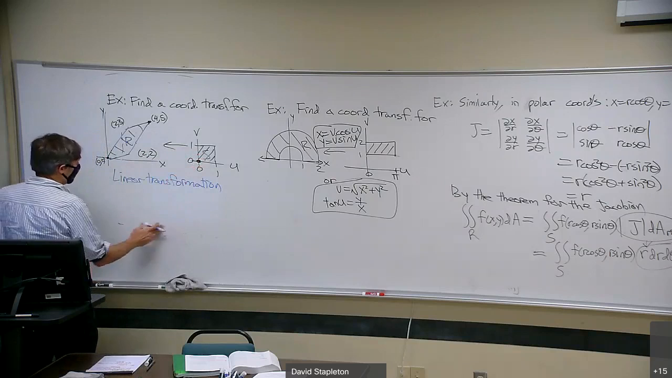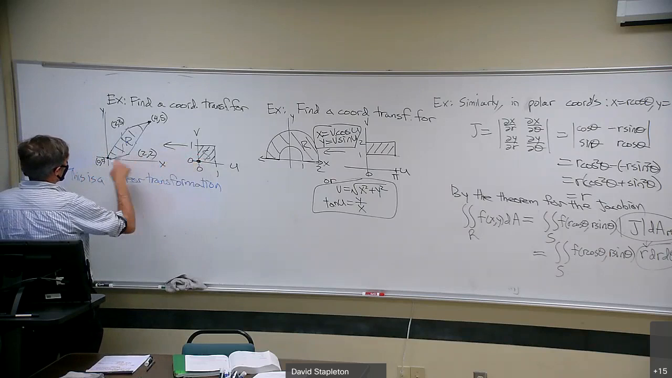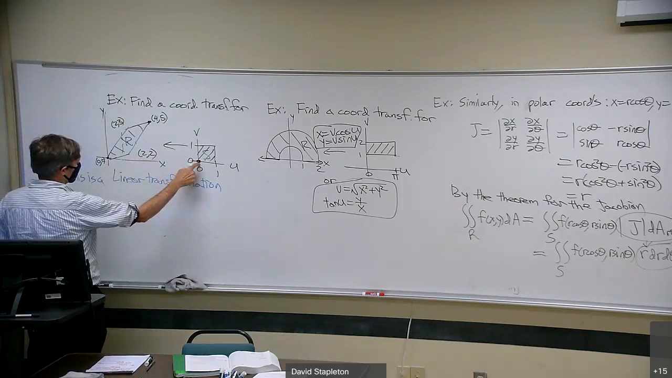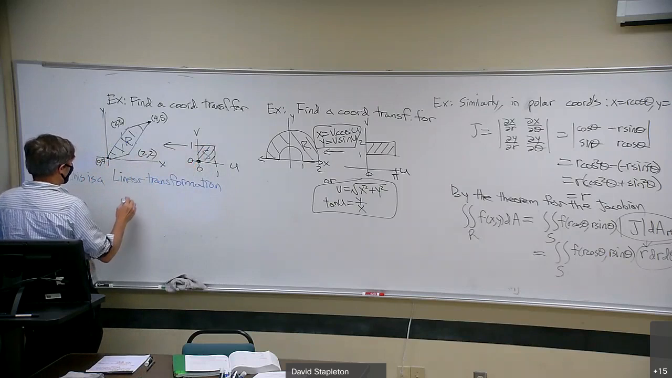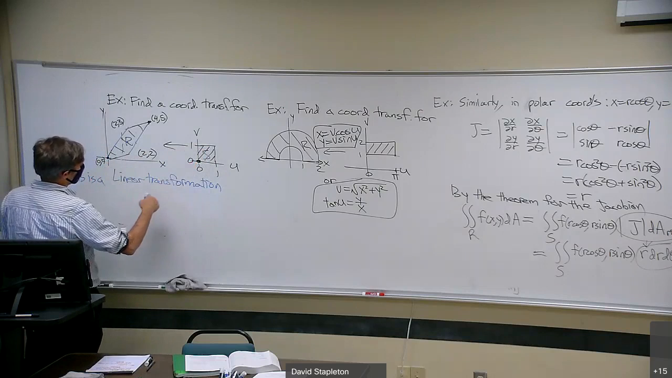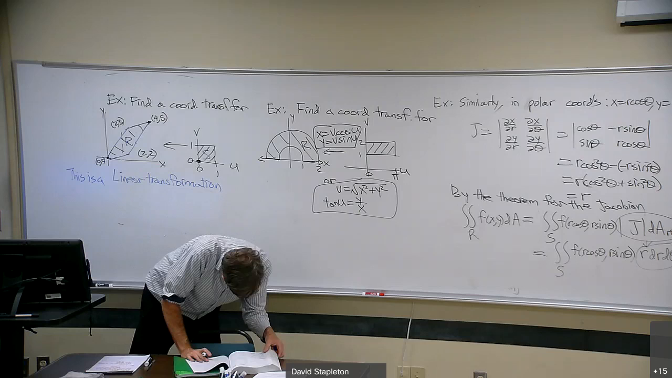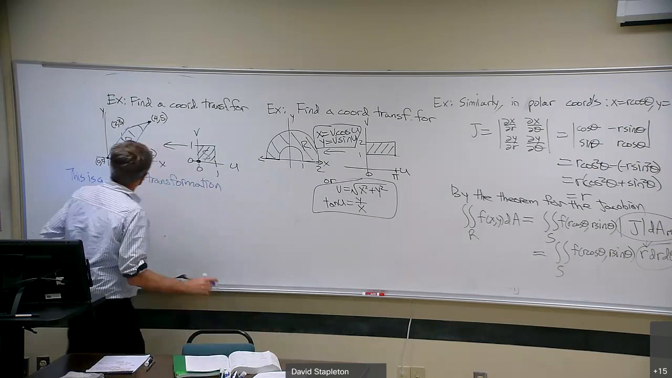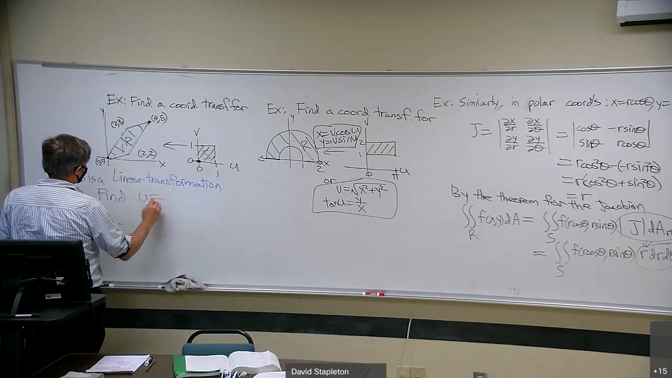So with that in mind, that this is a linear transformation, taking this parallelogram with a corner at the origin to this parallelogram, square technically, with a corner at the origin, I'm going to be able to make x equals au plus bv, y equals cu plus dv. Or in this one, they asked you to do it the other way. They said instead of finding x and y as a function of u and v, find u and v as a function of x and y.